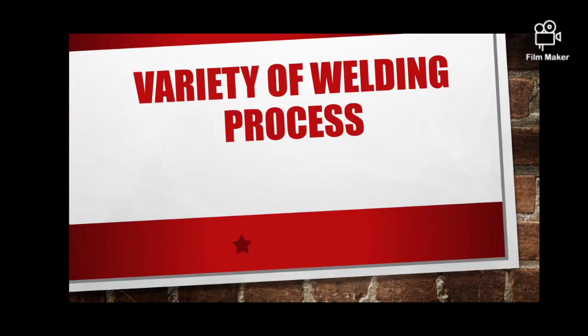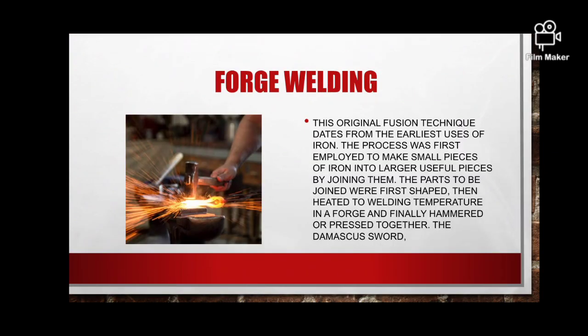Our next is the variety of welding processes. Forge welding. This original fusion technique dates from the earliest uses of iron. The process was first employed to make small pieces of iron into a larger, useful piece by joining them. The parts to be joined were first shaped, then heated to welding temperature in a forge and finally hammered or fused together. The Damascus sword.